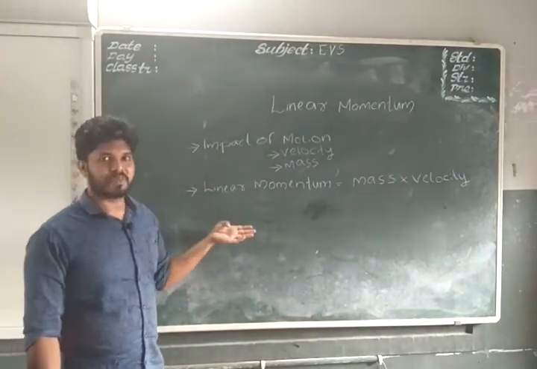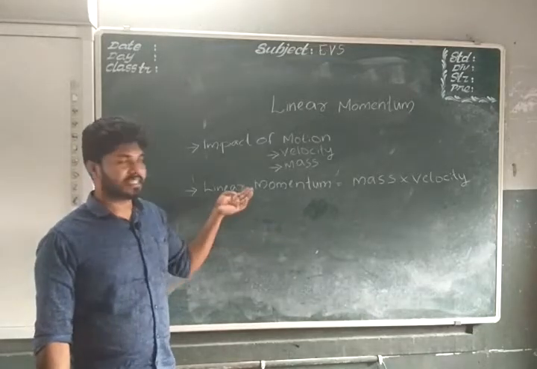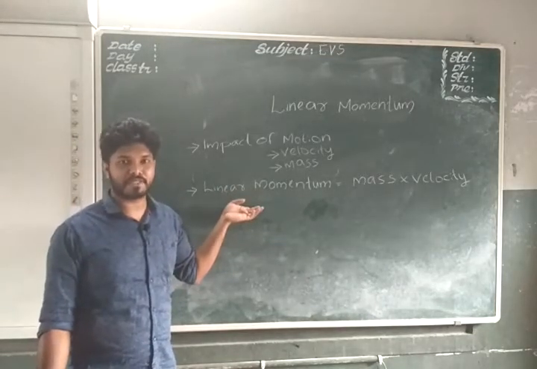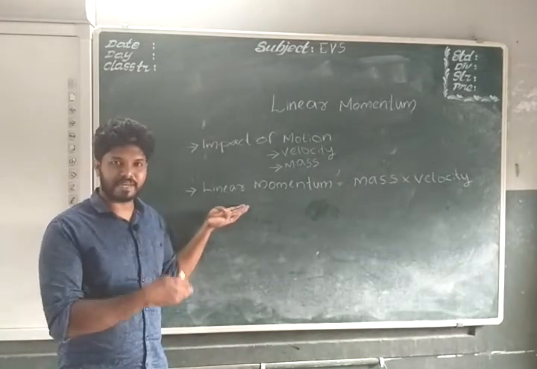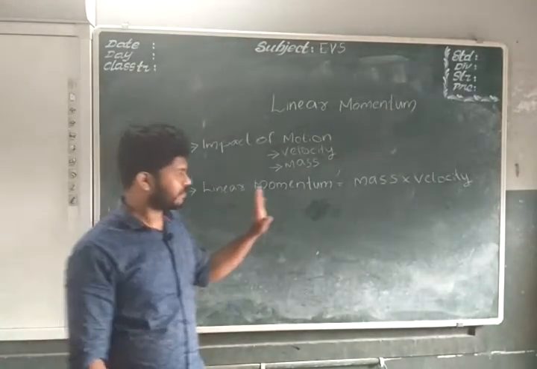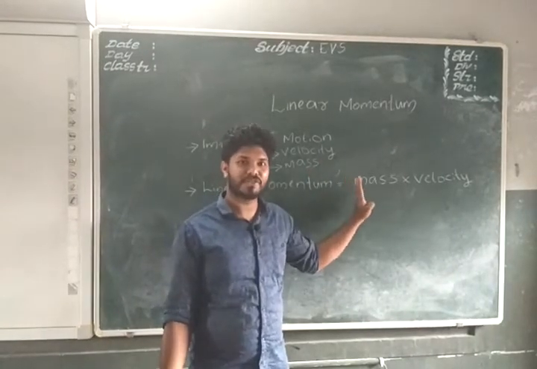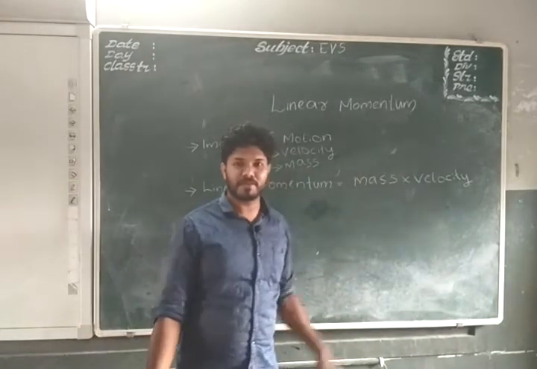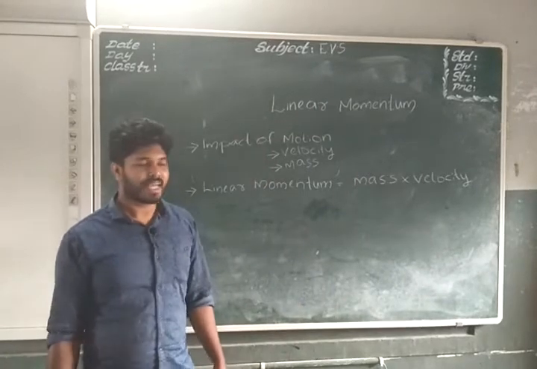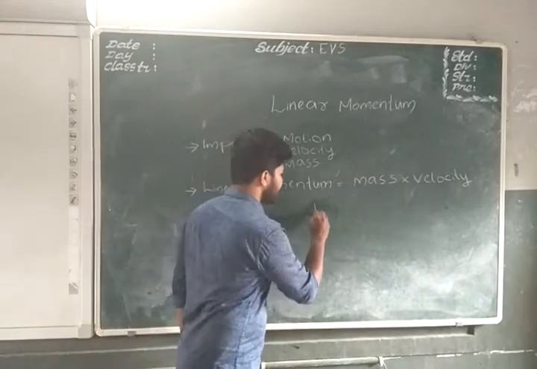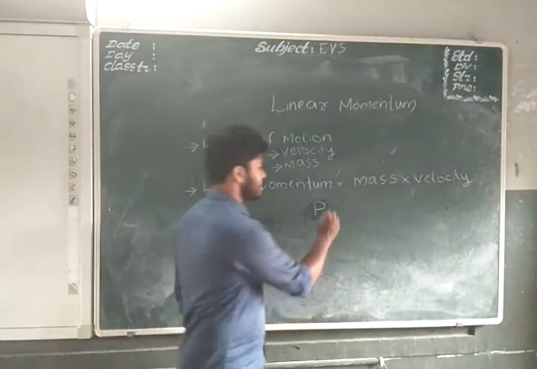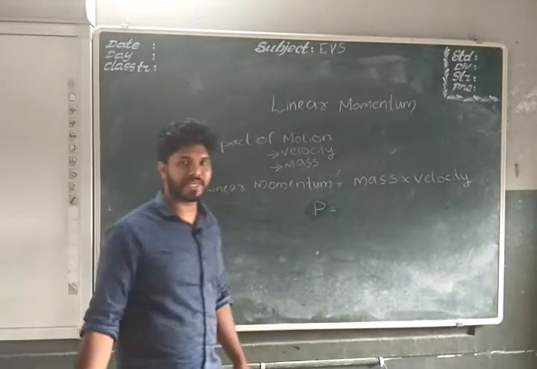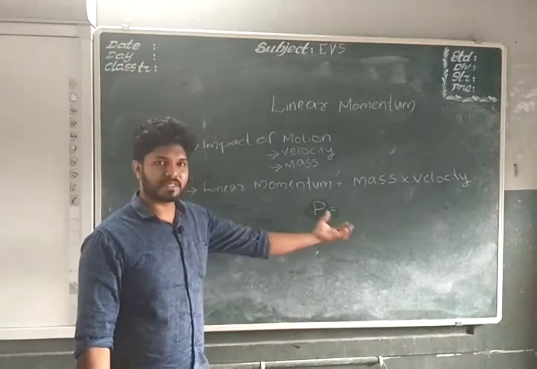So what is linear momentum? It is the measure of impact of motion. If you are asked to define linear momentum, you have to give the definition: it is defined as the product of mass and velocity of a body, and it is denoted by the letter P.